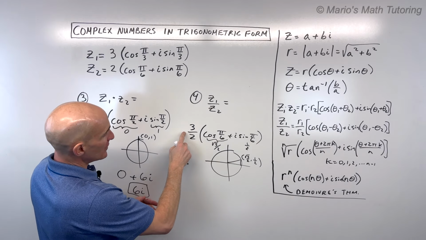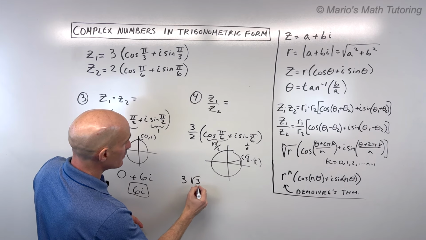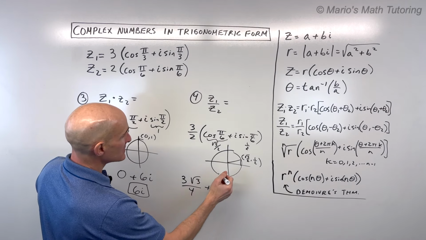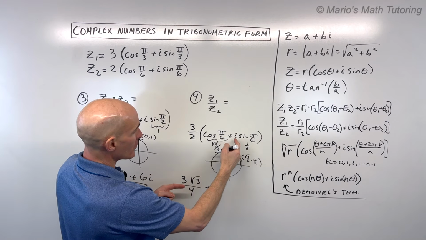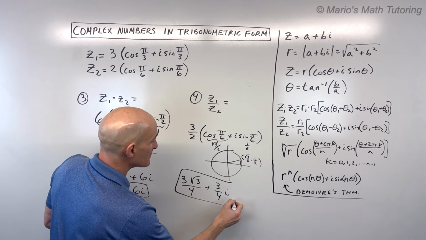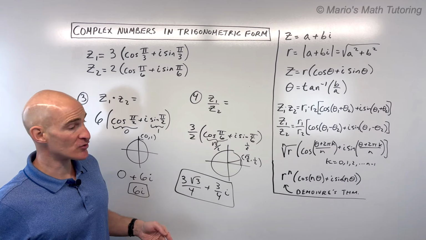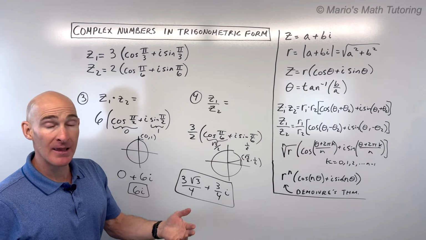So when I distribute now, this is going to be numerator times numerator. That's going to be 3 square root of 3 over 2 times 2, which is 4, plus 3 times 1 is 3, 2 times 2 is 4. That's 3/4 i. And now it's back in the standard form of a complex number. Sometimes you can just leave it in trigonometric form, but if you want to go back to standard, that would be your result. Let me erase the whiteboard.